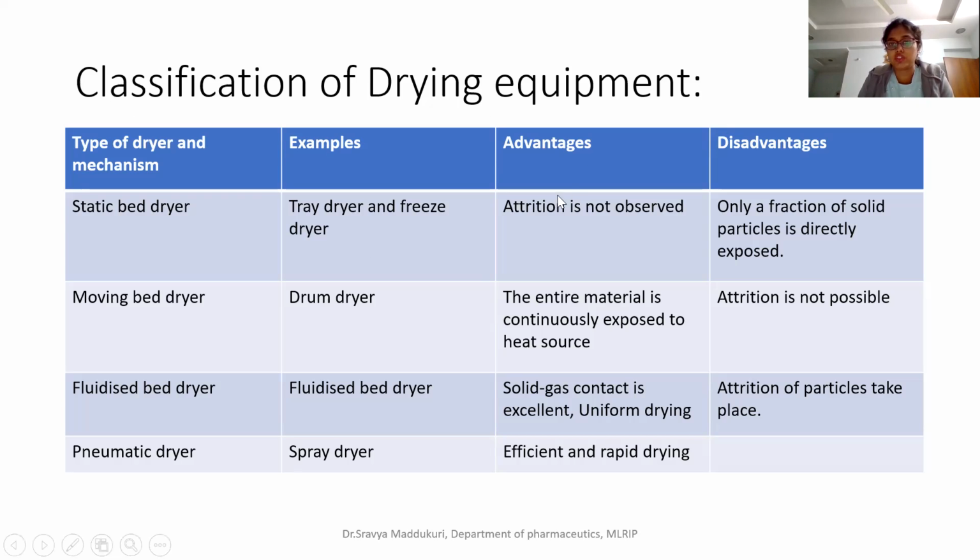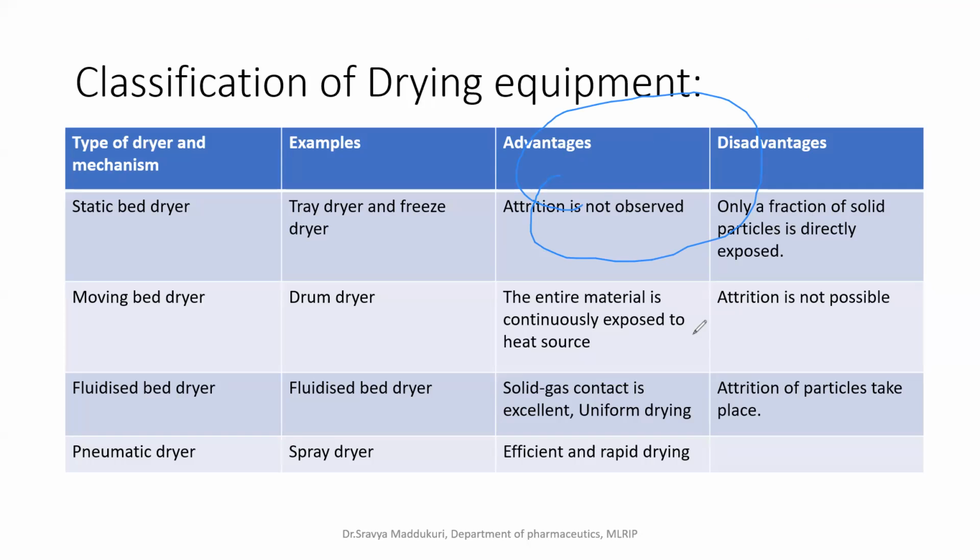Right? Advantages for this is attrition is not observed in this particular kind of dryers, and only a fraction of solid particles is directly exposed for this kind of dryers, which is a disadvantage for us. So the efficiency of drying comes down with this kind of dryers.